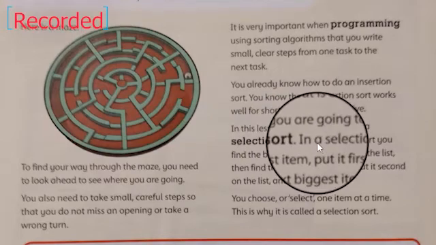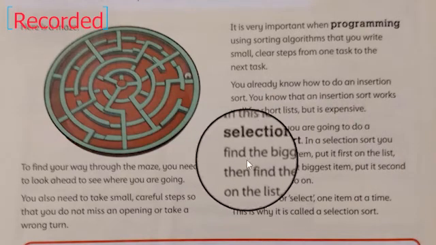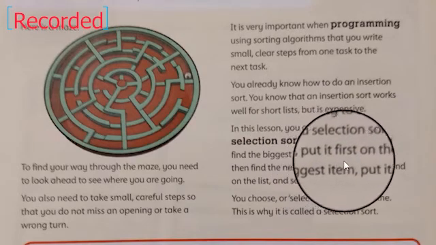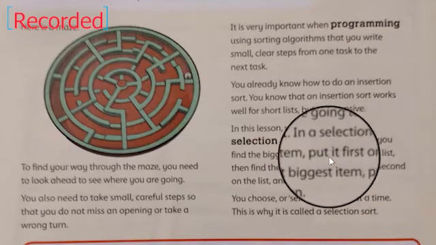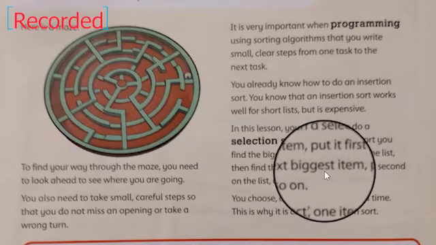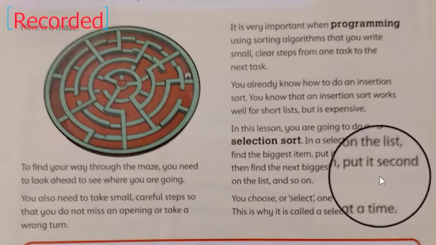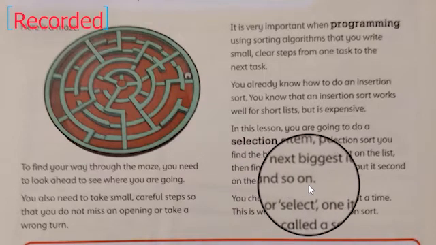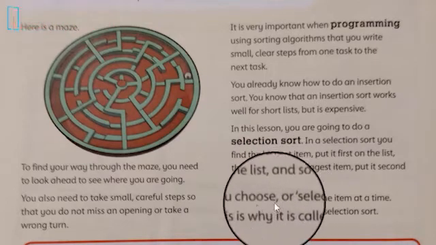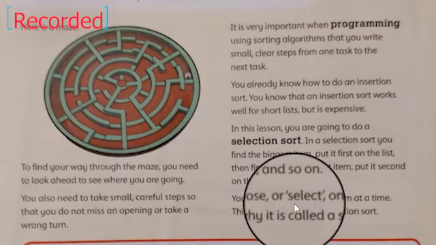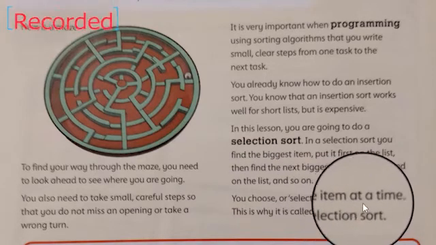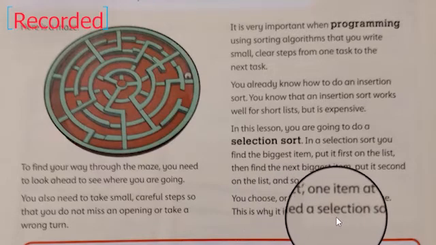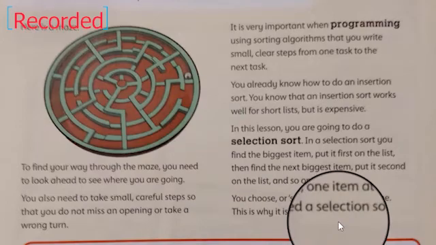In a selection sort, you find the biggest item and put it first on the list. Then find the next biggest item, put it second on the list, and so on. We are doing it like that. You choose or select one item at a time. This is why it is called a selection sort, because in this you are selecting.